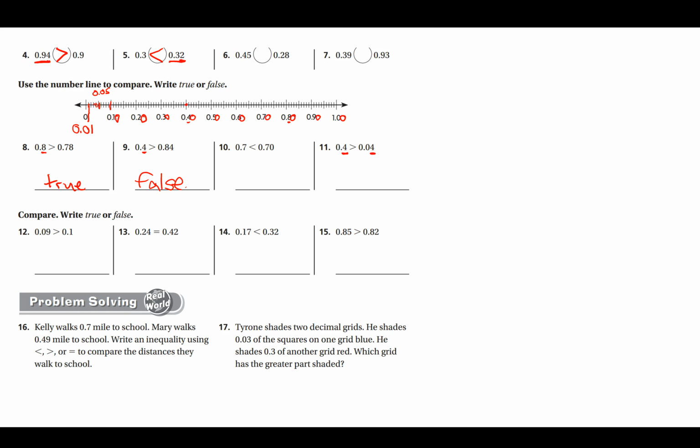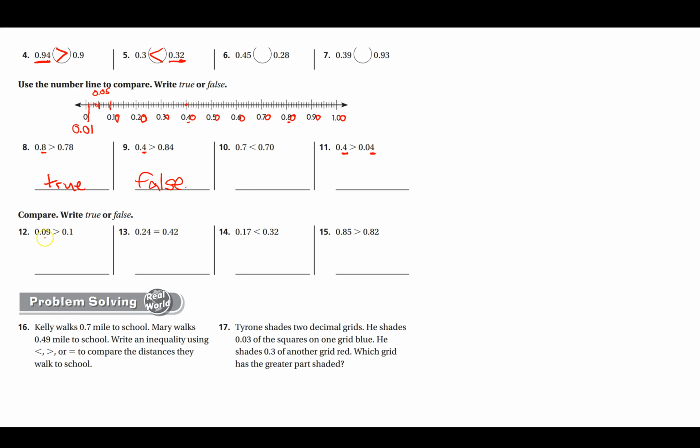All right, number 12 through 15. It wants you to just say if those are true or false. Since we're not using the number line, we can actually use the same strategy that you use up here on 4, 5, 6, and 7. And really, you could use that strategy on 8, 9, 10, and 11 as well to check your answer after you use the number line. If you wanted to, you could double check using the place values, which is the way I usually suggest students do it. So I'm going to do number 12.